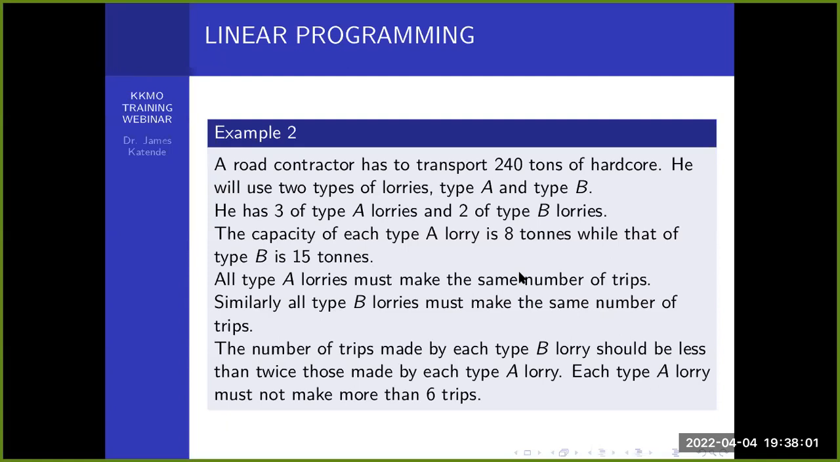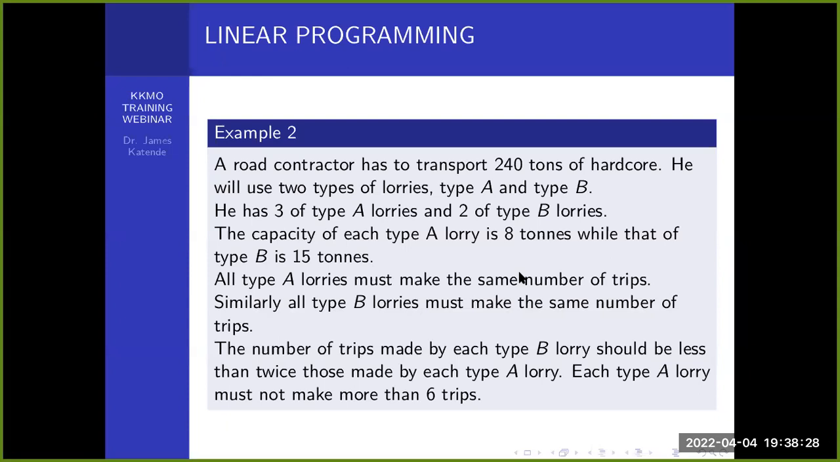And the capacity of each type A lorry is 8 tons, while each type B lorry carries 15 tons. So all type A lorries must make the same number of trips, and similarly, all type B lorries must make the same number of trips. So each lorry of the same type makes exactly the same number of trips.